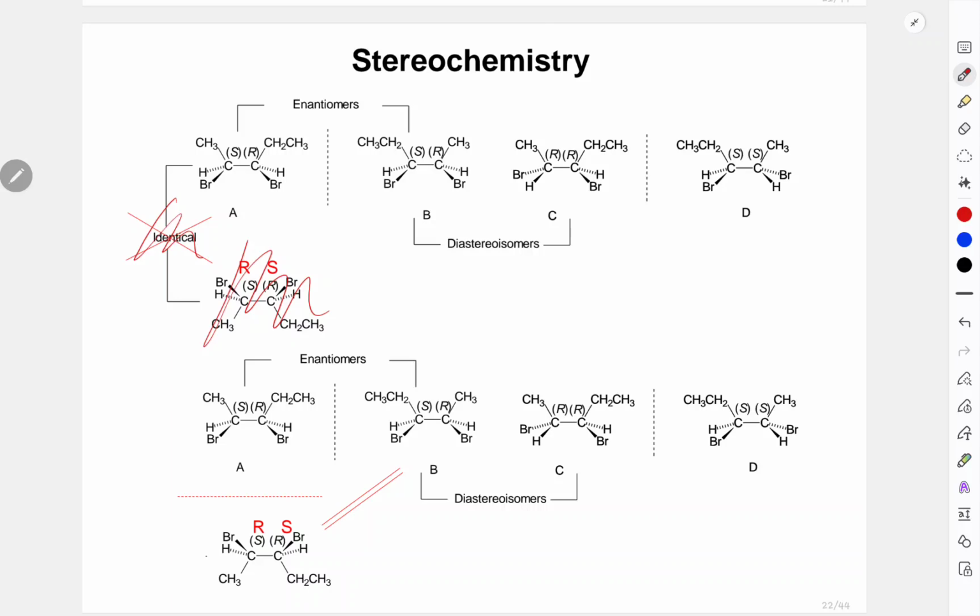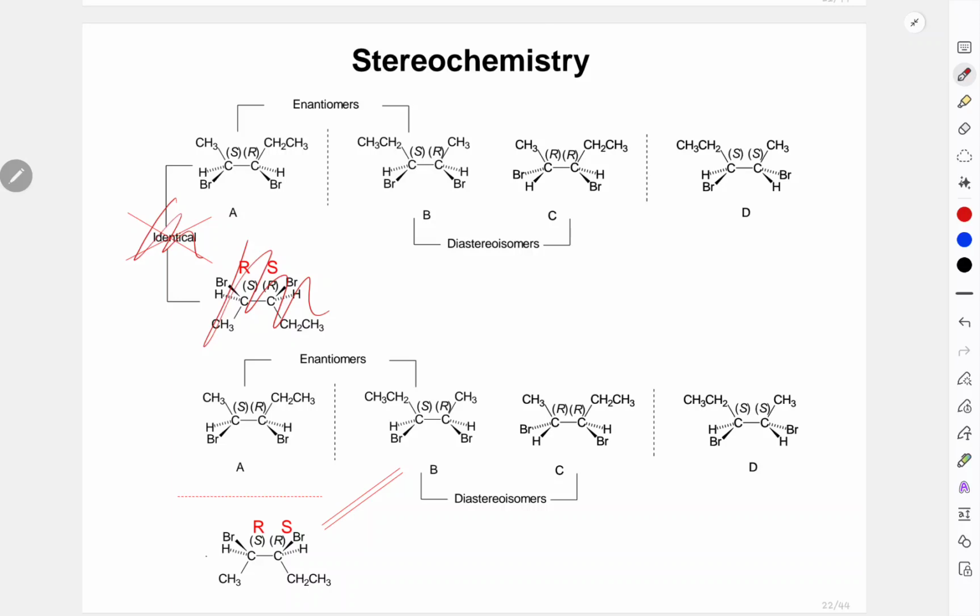From this perspective, you can also think about C and D. C is R,R and D is S,S, satisfying the enantiomer relationship. What about between D and C? They are sharing one identical absolute configuration.